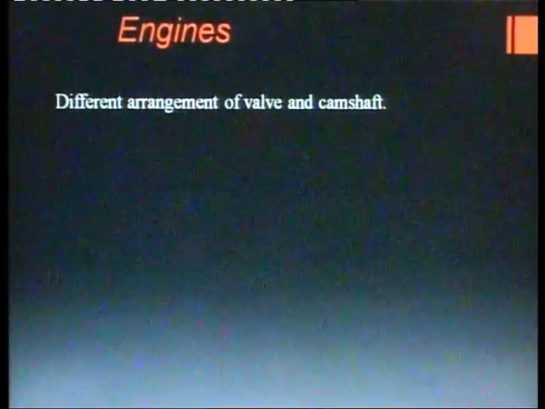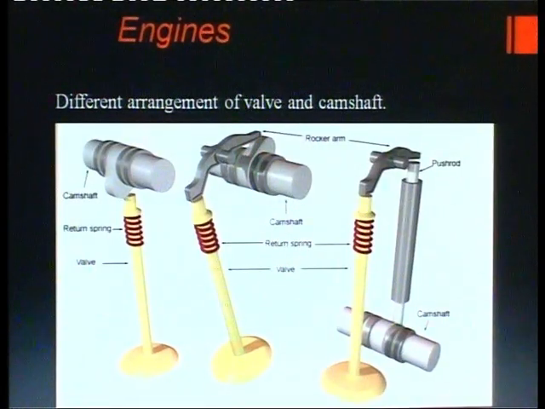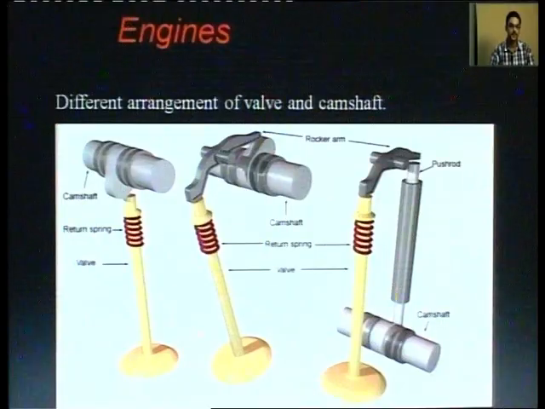Different arrangements of valves and camshaft are shown over here. In the first arrangement, directly we are using the cam. In generator sets, we are also using the rocker arms. In high-capacity engines, having more CC, we are using the rocker arms.